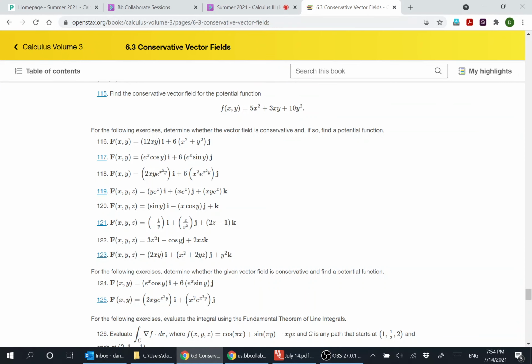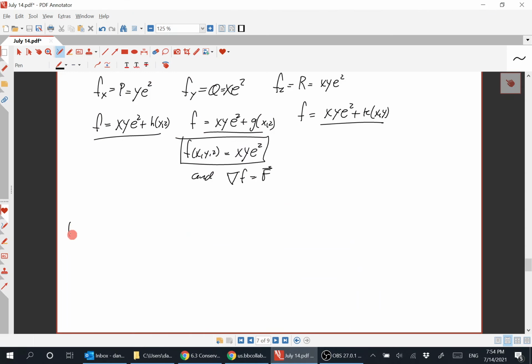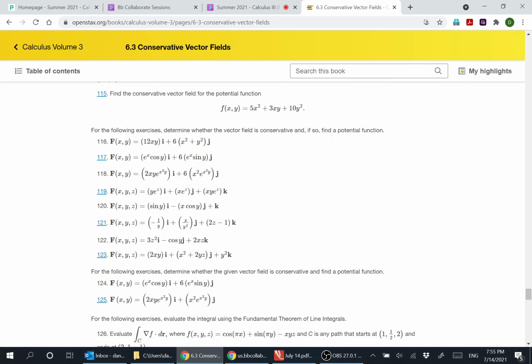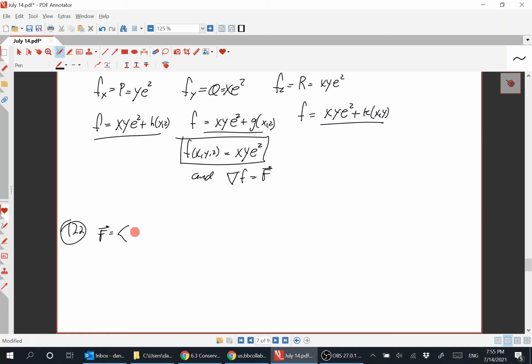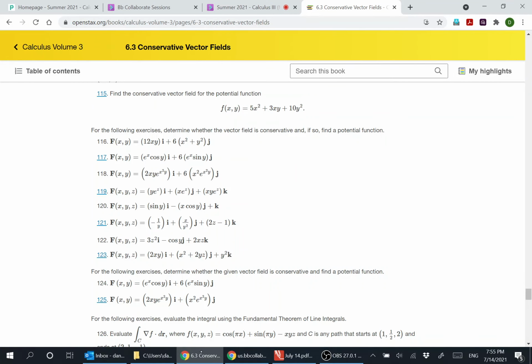So I think probably in 122 it looks like it is not going to be conservative. You've got that funny cosine there. So it's 3z squared minus cosine y. That's the one we're supposed to do, right? 122. So f is equal to 2xy, x squared plus 2xy, no, 3z squared minus cosine y, and 2xz.